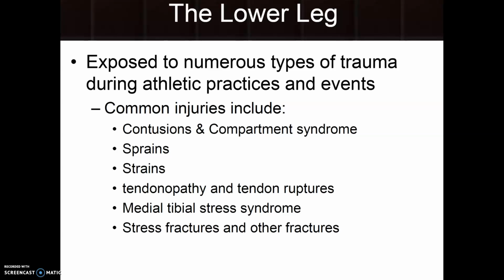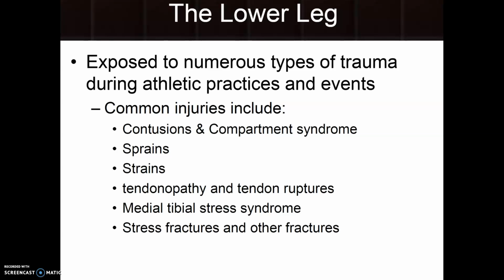Chapter 17, lower leg, some common injuries. Based on the fact that the lower extremity is exposed to numerous types of trauma: contusions and compartment syndromes. Compartment syndromes are really bad contusions in the lower extremity. From the knee to the ankle, all of those structures are held together in tightly wrapped compartments, and a contusion or bleeding in that compartment can start to cause some really bad problems.